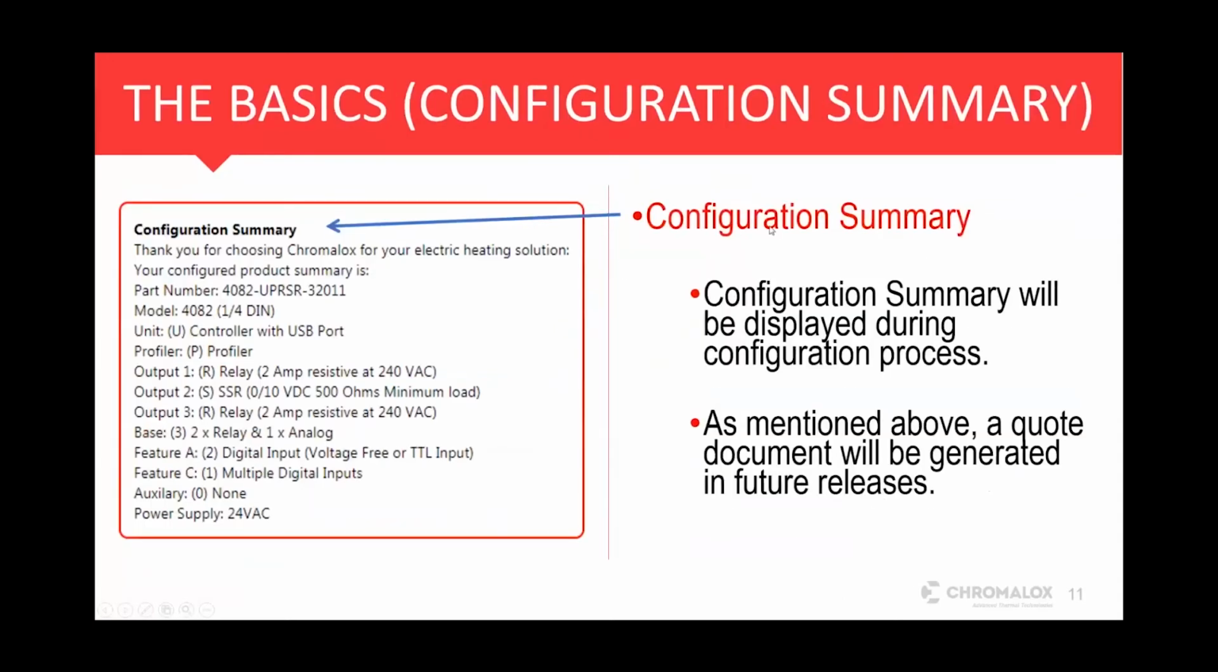The configuration summary is basically identical to what is in Aptean right now. It just says you're configuring the product, and it tells you what you've selected. Almost identical to what is in Aptean. As I mentioned before, a quote document will be generated in future releases, and we'll look at that in a bit.